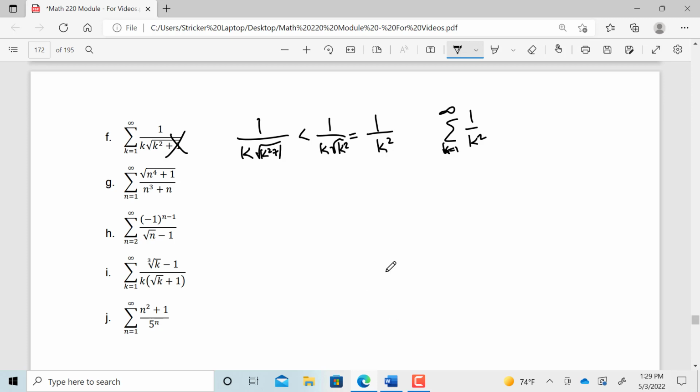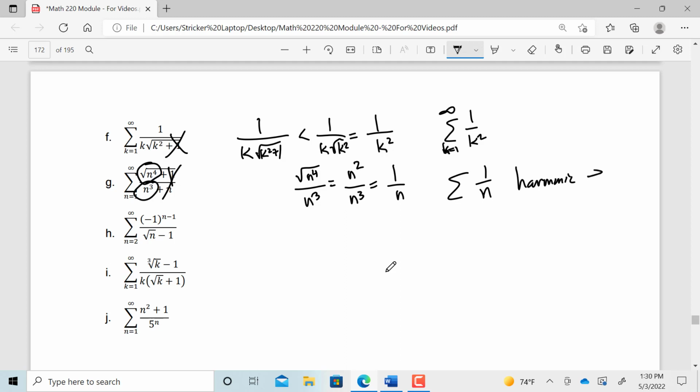Looking at G, again, you start going down the list, and just right off the bat, I see this is mostly following square root of n to the fourth on the top and n cubed on the bottom. So if I were to ignore that other stuff, I'd have square root of n to the fourth over n cubed, which is n squared over n cubed, which is 1 over n. That's the harmonic series, right? Harmonic, which diverges. And again, I'm going through this video very quickly just to give you an overview.